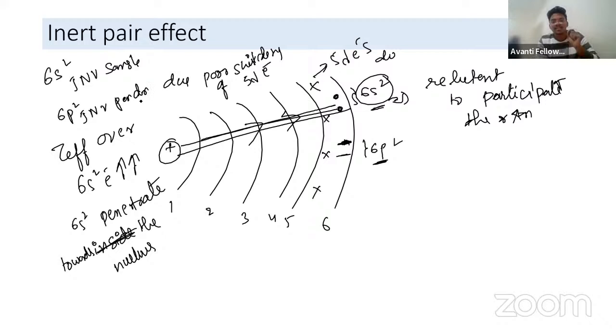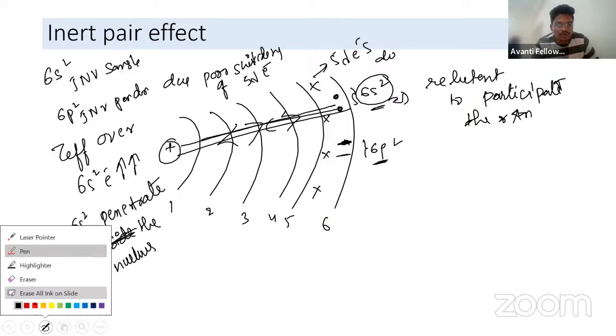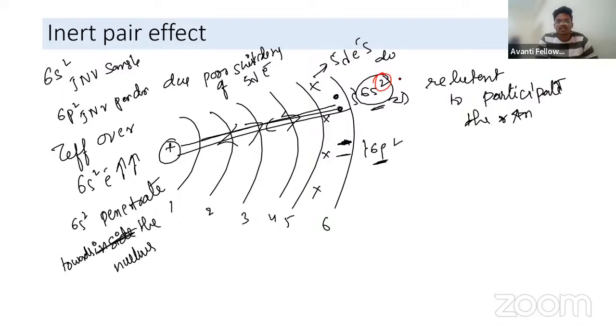So what happened? Due to the poor shielding of 5d electrons, the 2 electrons are moving towards the nucleus. When they are moving towards the nucleus, they are unable to come out of it. So lead can only exhibit +2, cannot exhibit +4. Okay, lead can exhibit only +2, cannot exhibit +4.